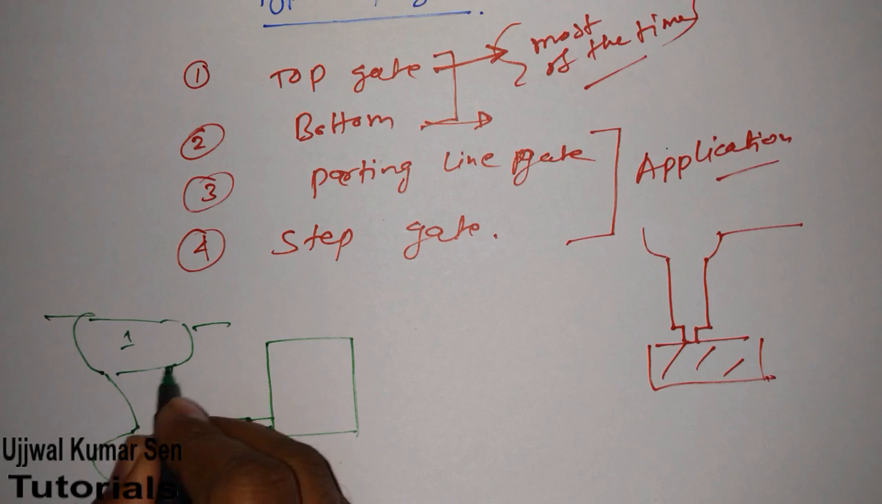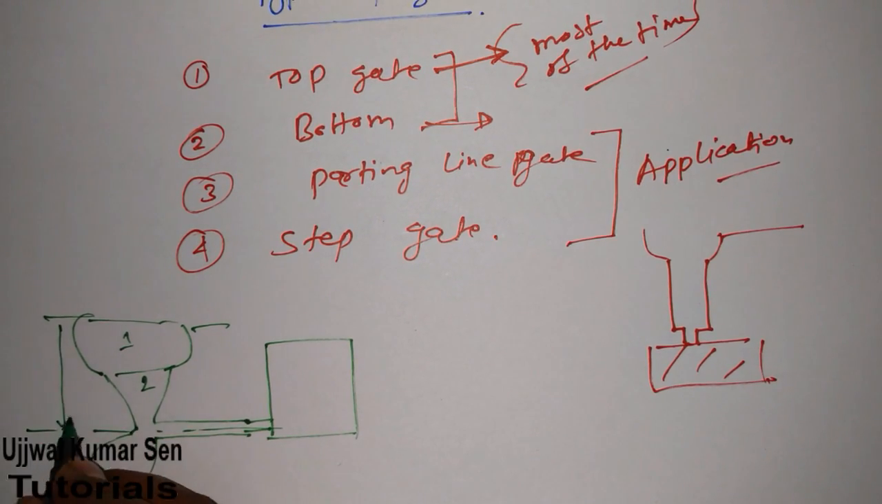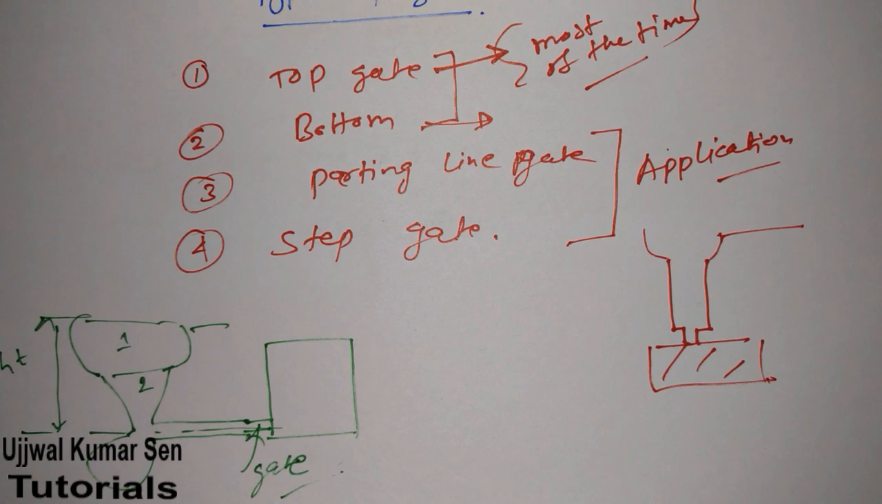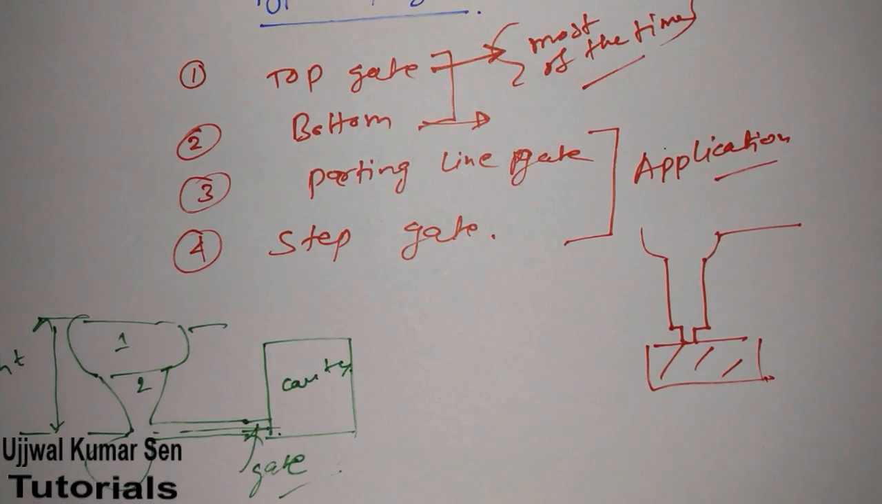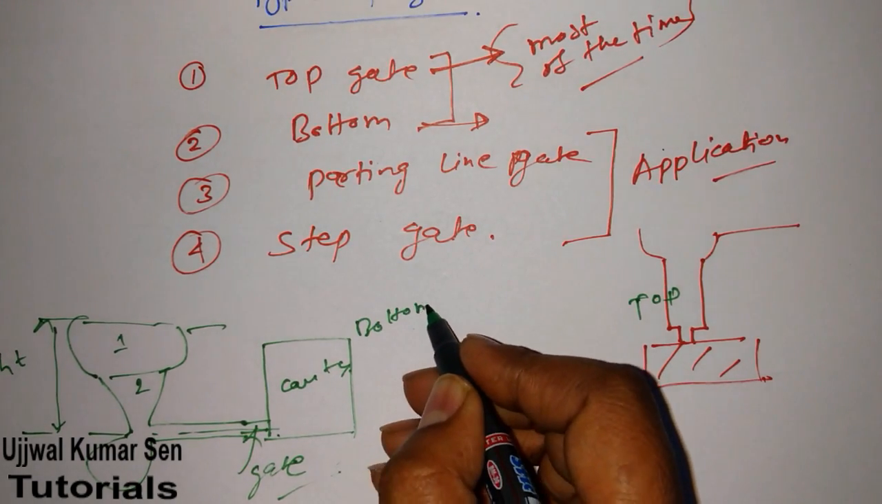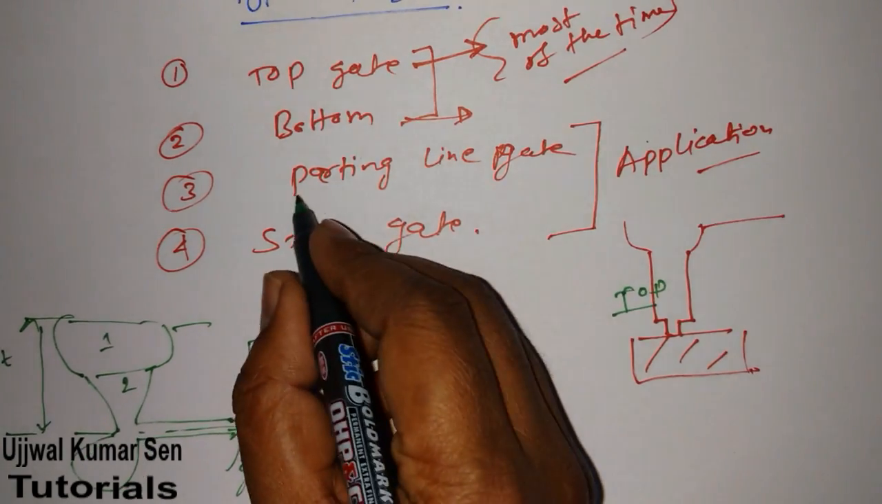This one is 1, and this one is 2, and you must say that this is HT. So we consider this is the gate. This is known as bottom gate. We provide the gate at the bottom of the cavity. Okay, so from these two, top gate and bottom gate, these two are the most important from the gate point of view. Now we'll go for parting line gate.